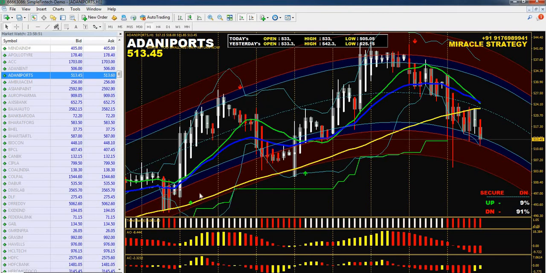After this entry at 497, 496 here, you can easily take this entry. Up till here you can book some profits of 15-20 points, or you can stay invested and book your entry at this level as well, 540. But then you see there is a sell entry coming.